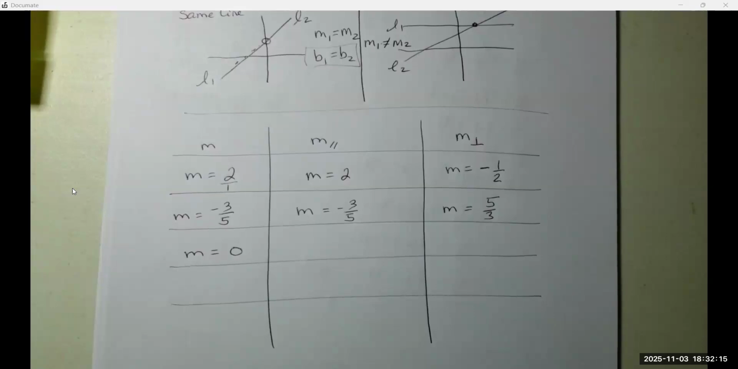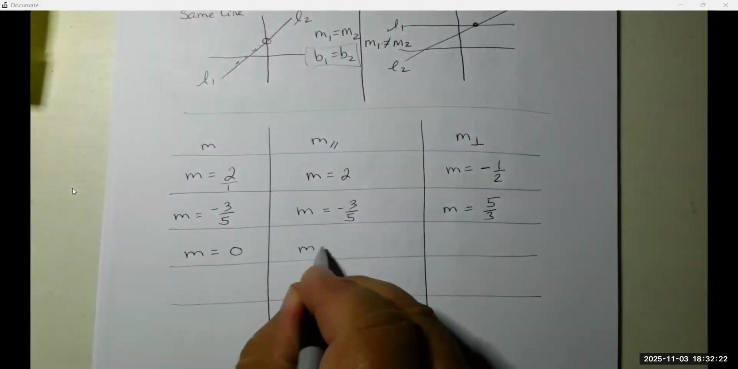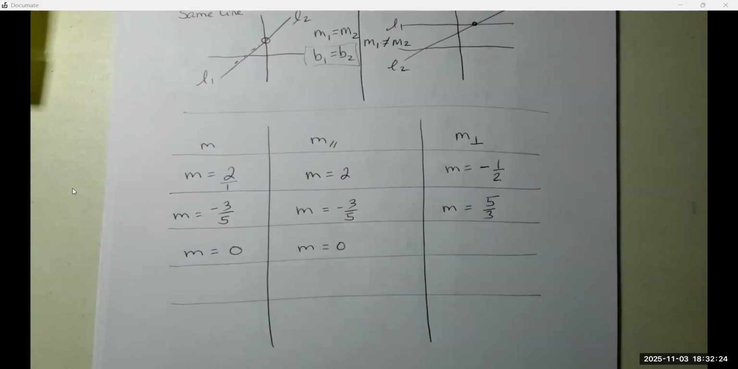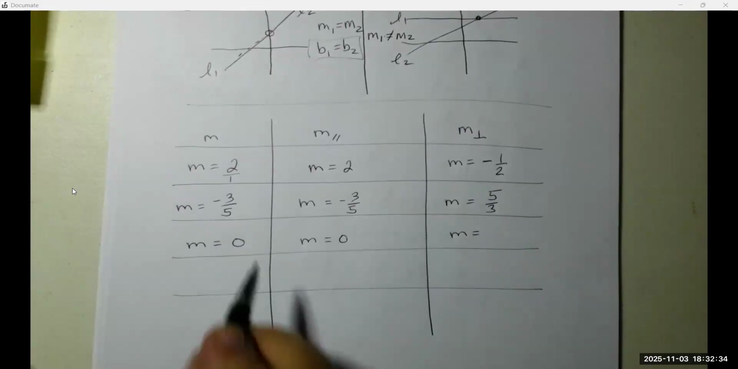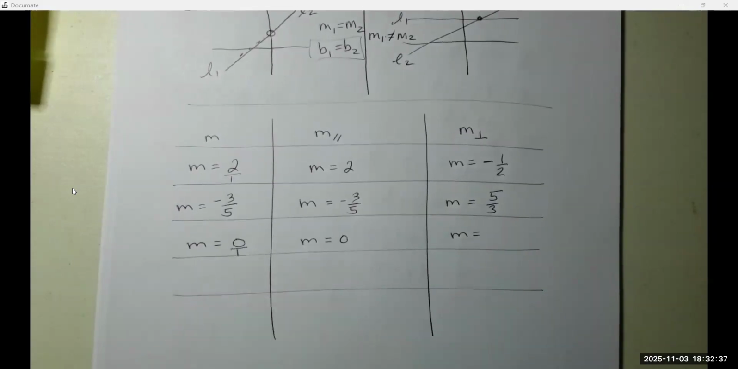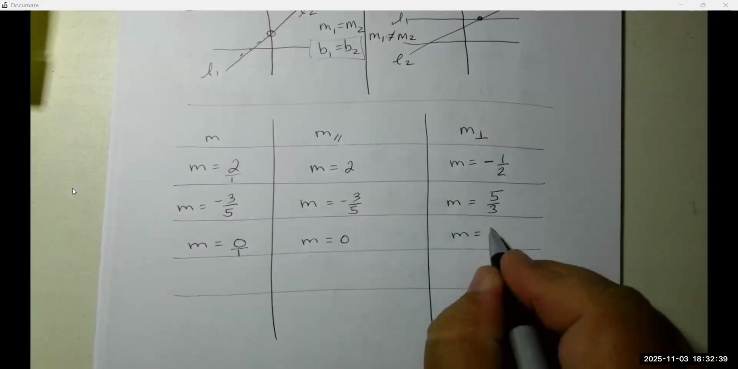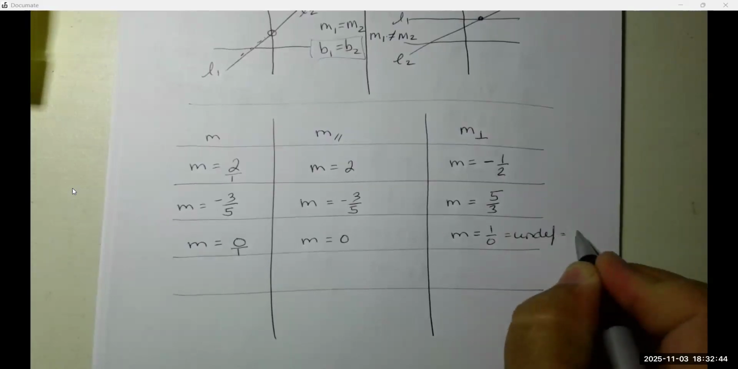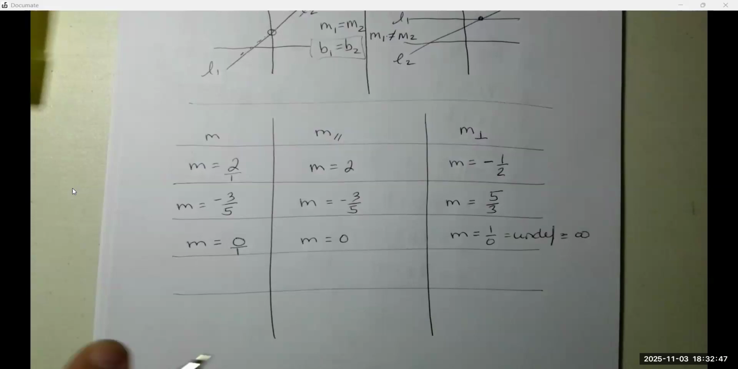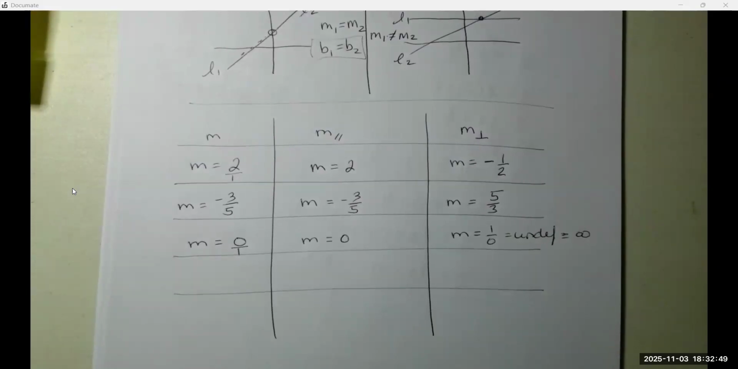How about this one? It would be 0. The parallel would be 0. Very good. What would perpendicular be? Undefined. Why? Because I have it written on my sheet. You can't have a fraction where it's 0/1, right? So when you flip it, 1/0, it's considered undefined. It actually means it goes in there infinite times, but we call it undefined.